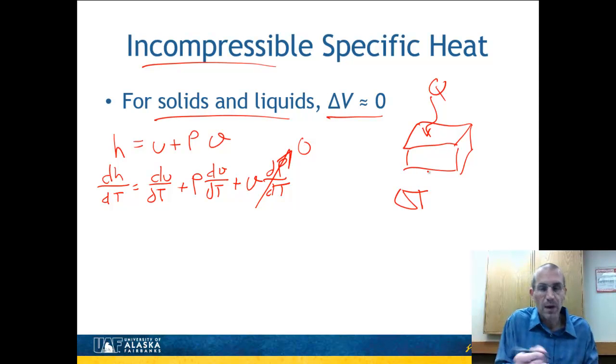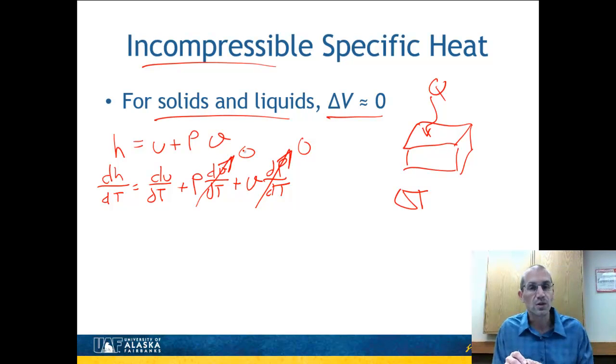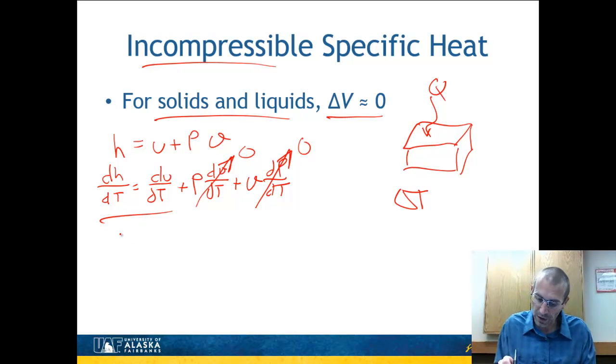Now also, my brick really doesn't change much in volume. Its thermal expansion coefficient is very, very small. So this dV/dT term is also zero. What I'm left with in this equation is dH/dT equals dU/dT, which is just saying that Cp is equal to Cv. So for solids and liquids, or anything that's incompressible, the values of Cp and Cv are essentially the same, and sometimes they're just reported simply as C, or as Cp.